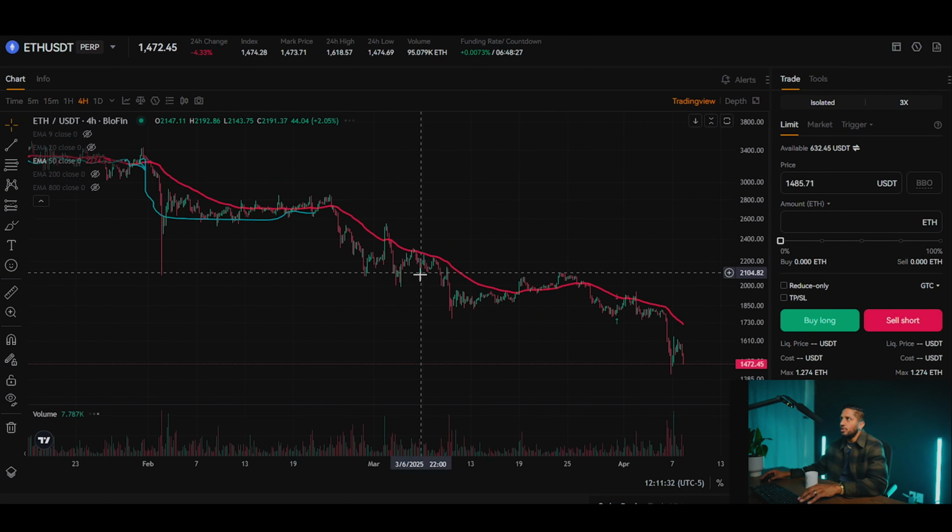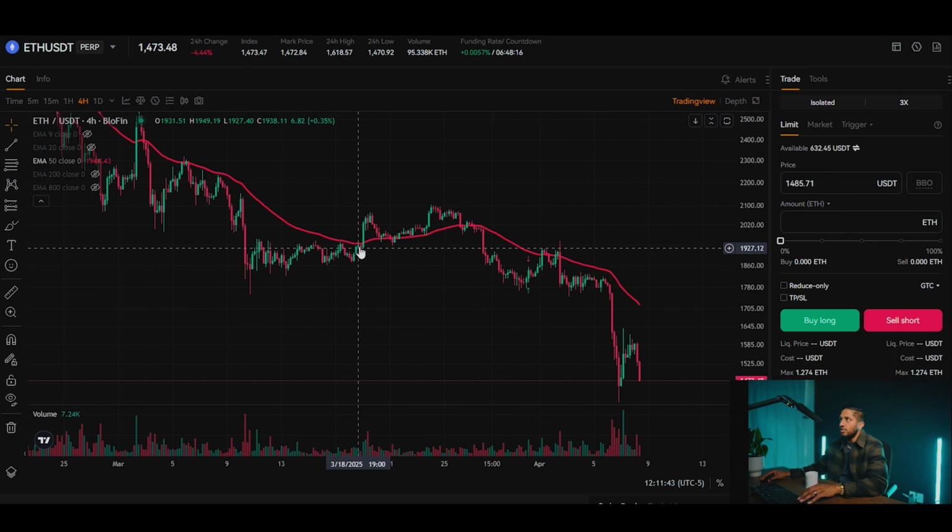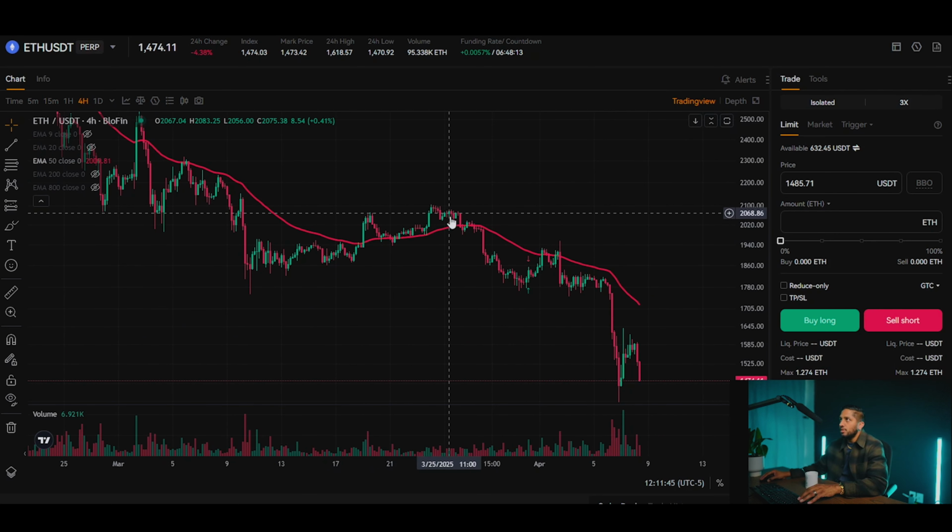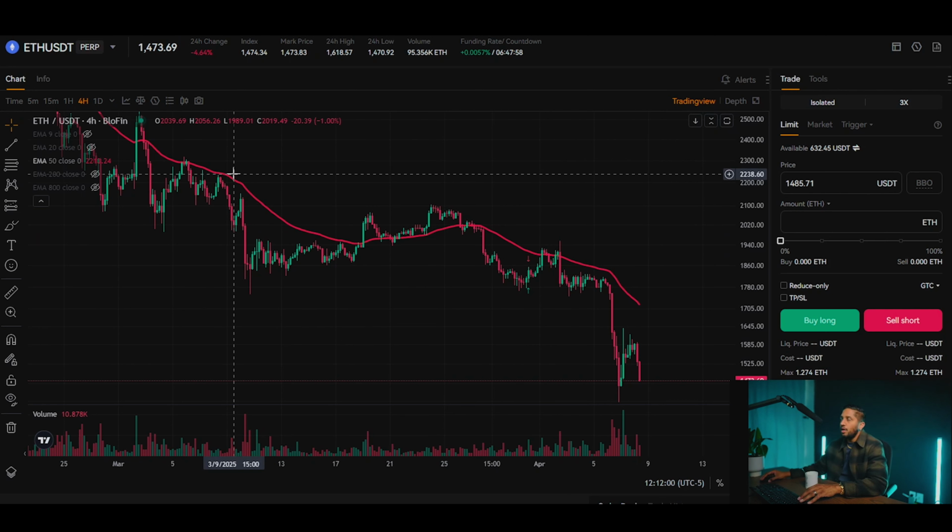Let's go to the 4-hour chart. All right, comes here, tests the resistance, becomes support, breaks through, then becomes resistance. That is the 50 EMA, watched by a lot of traders. Let's go ahead and cut that off.